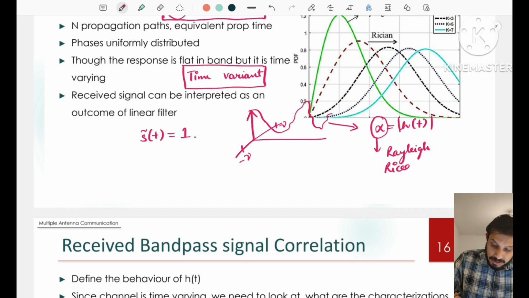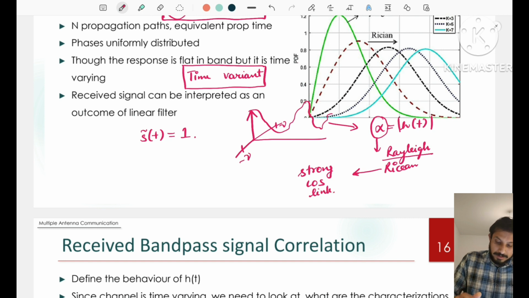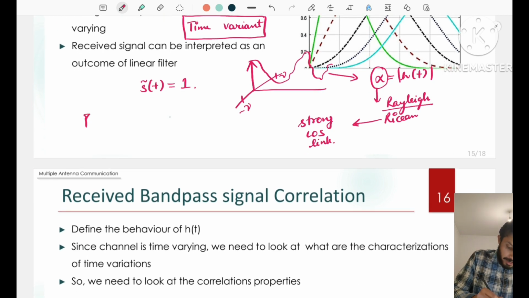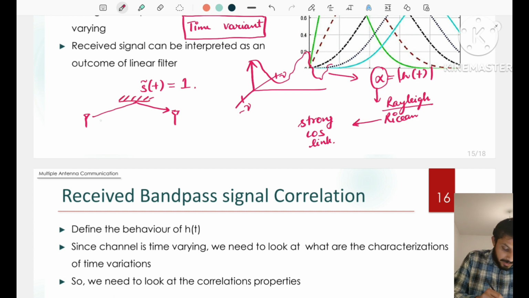or Rician distributed. Different from Rayleigh distribution, Rician distribution has a strong line of sight link. That means between the transmitter and the receiver, we have a strong line of sight connection. Or if there is no strong line of sight connection, we can also say that it has a strong specular component because of a strong reflector present. And the other paths have significantly less signal strength compared to this component.